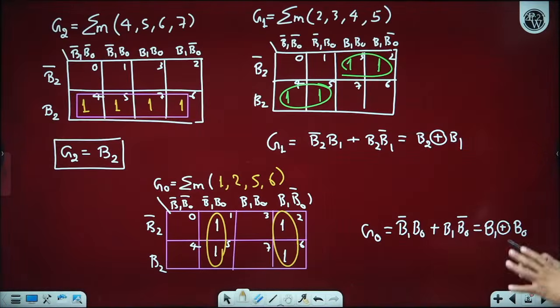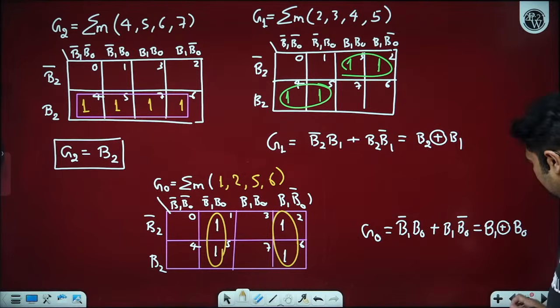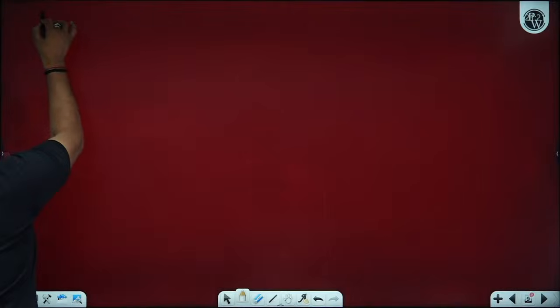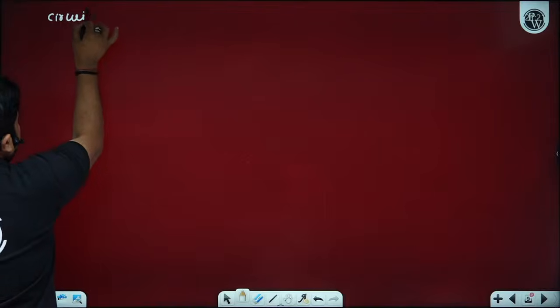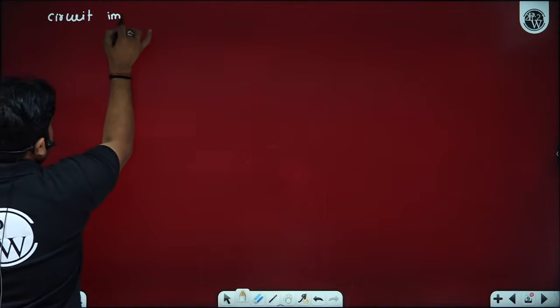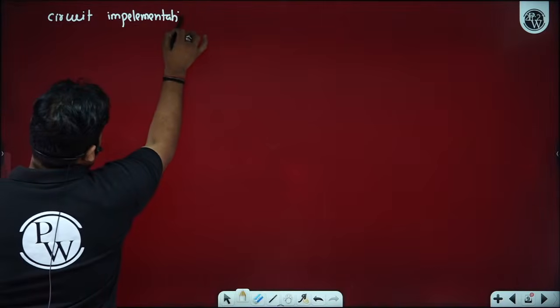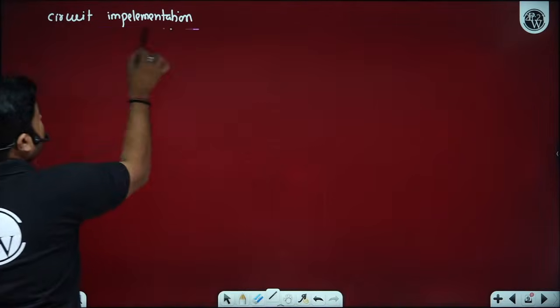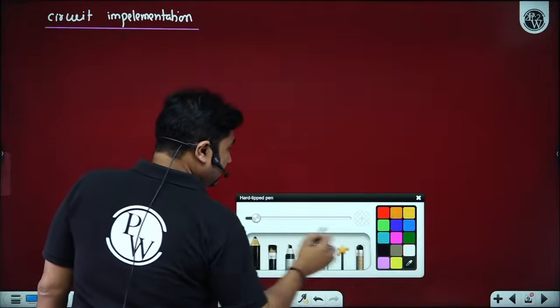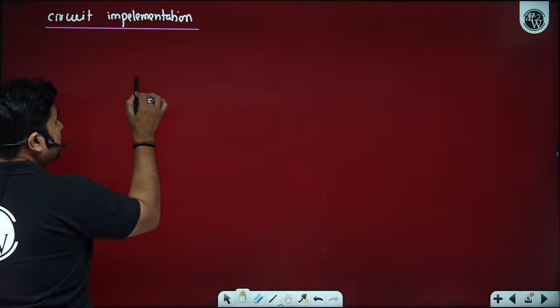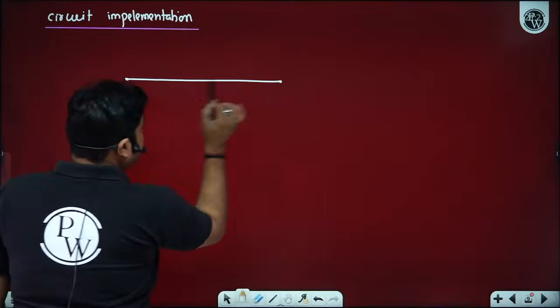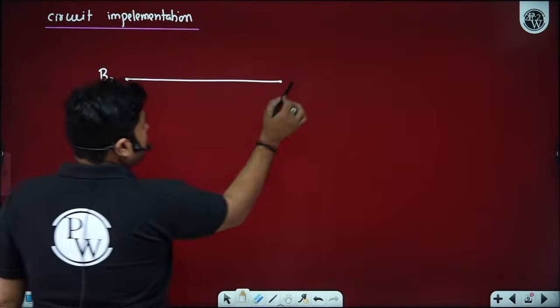So now we have logical expressions of the outputs. Next, the last step is to implement the logic circuit. So step number 4 is desired circuit implementation. If you observe the desired circuit implementation, G2 and B2 are the same. So B2 and G2 are the same.